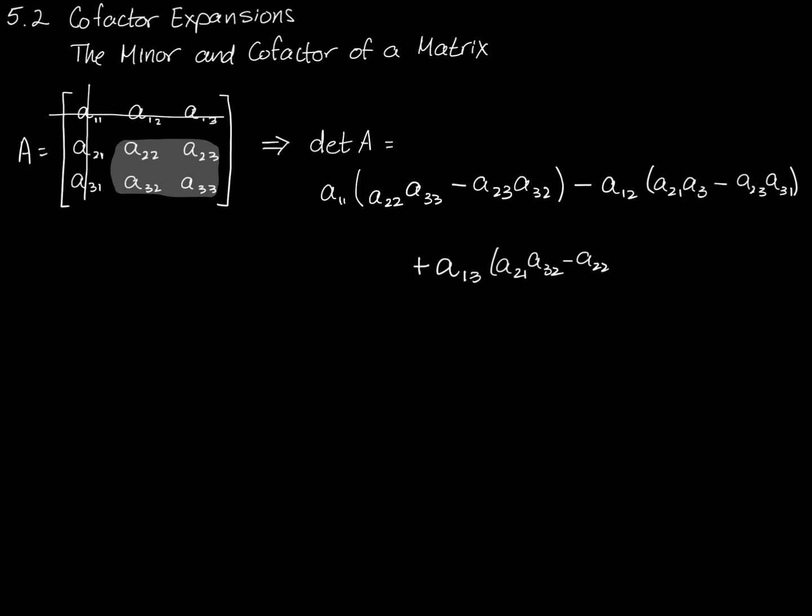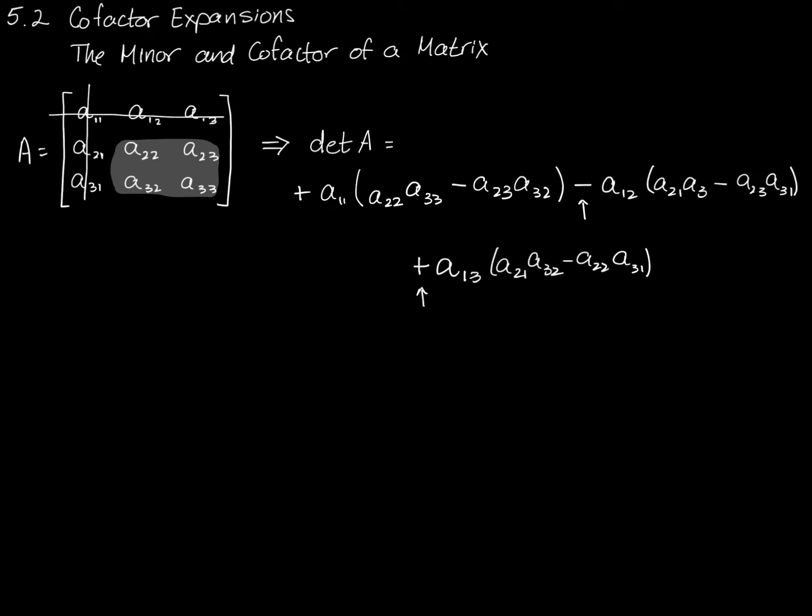times, oh, I stopped looking at the screen for a second and I've lost track of where I am. So let's see, A13 is my leading factor, and so it's this submatrix here I'm working with. So A21, A32 minus A22 times A31. And at the time, I just said, please take my word for it, that your first term is positive, your second term is negative, and your third term is positive.